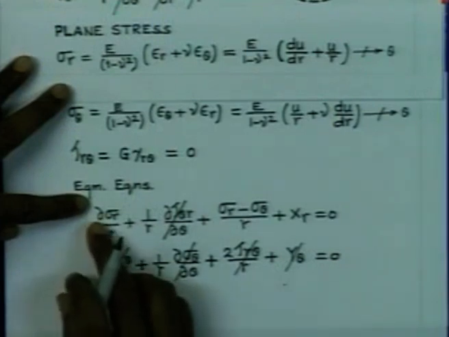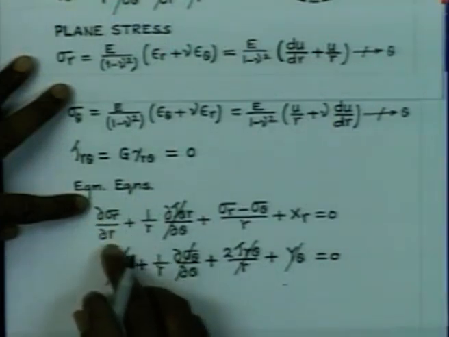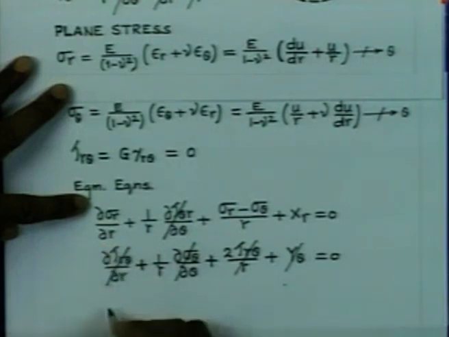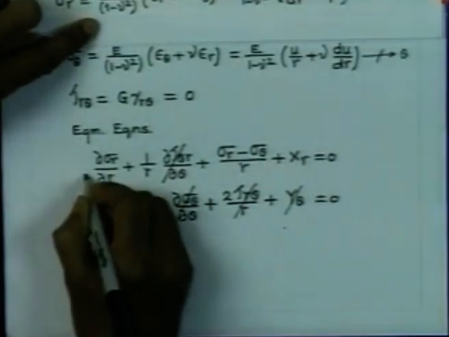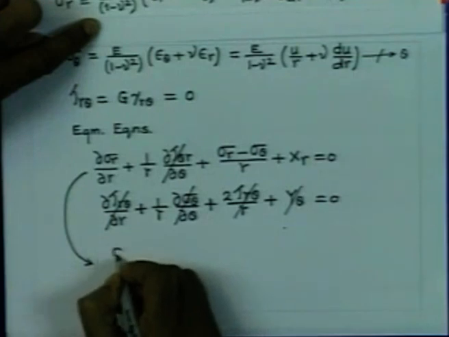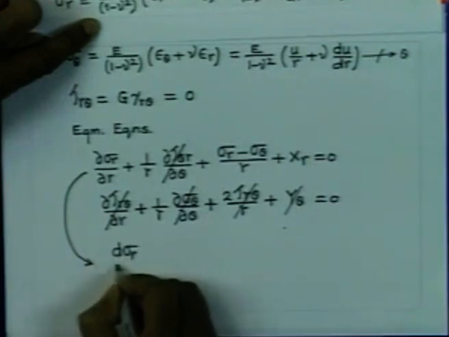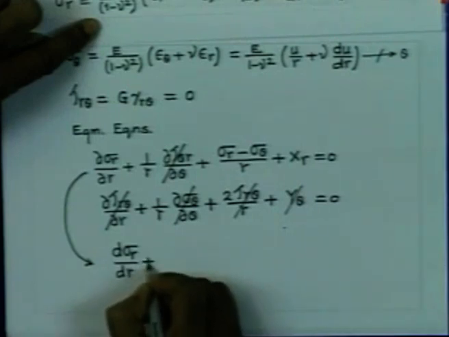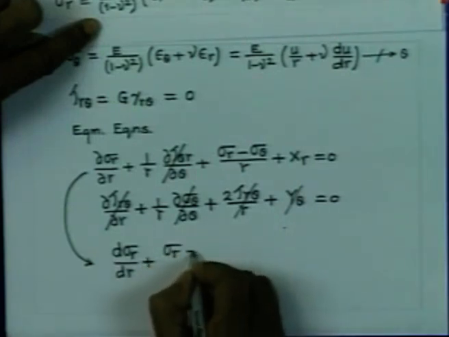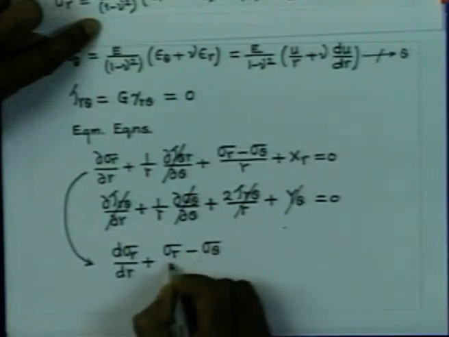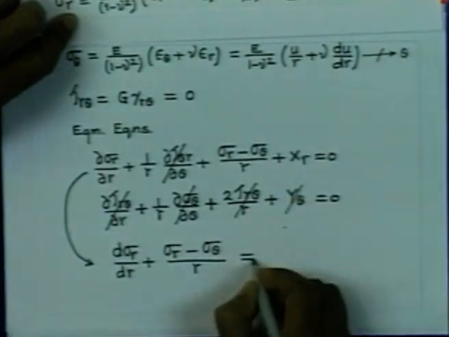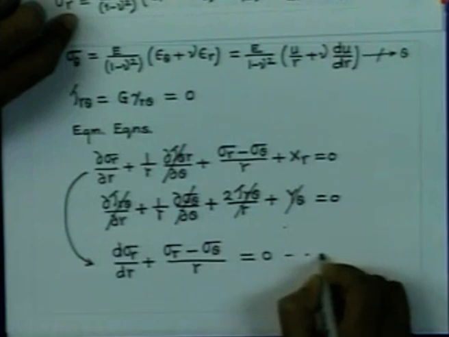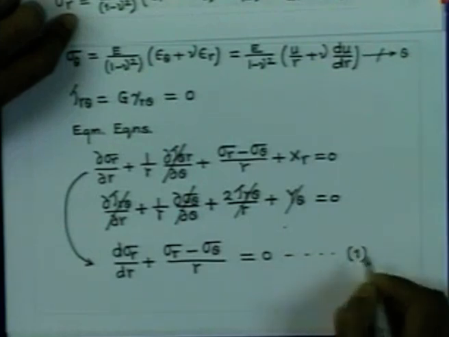herein we find that this partial derivative, since sigma r is a function of r alone, we can write as now total derivative rather than partial derivative. So, this equation we can now write as d sigma r dr plus sigma r minus sigma theta by r, and there is no body force present in this case. So, this simply becomes this sum equal to 0. That is the equilibrium equation, or the governing equation of thick cylinder.